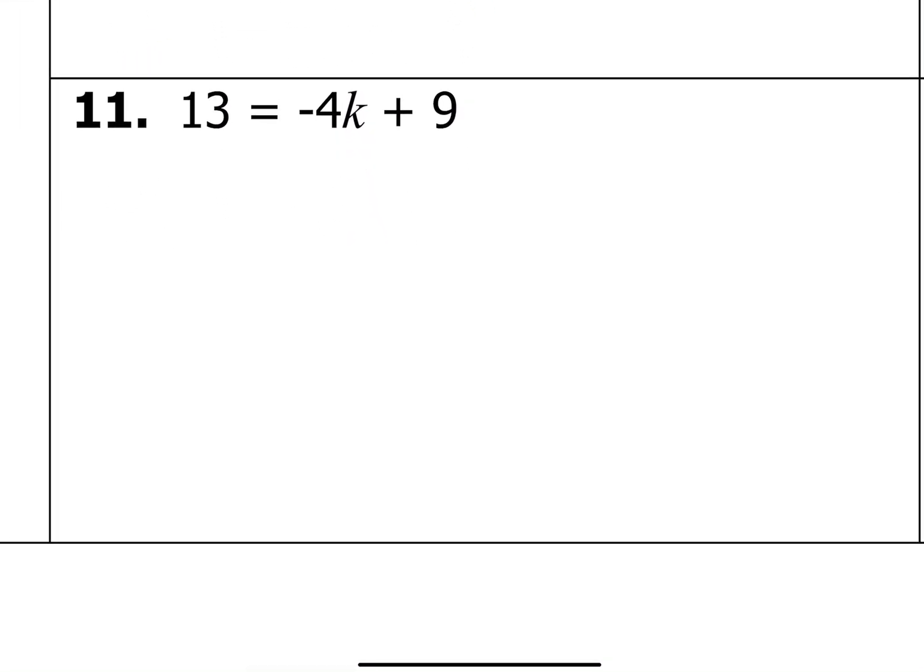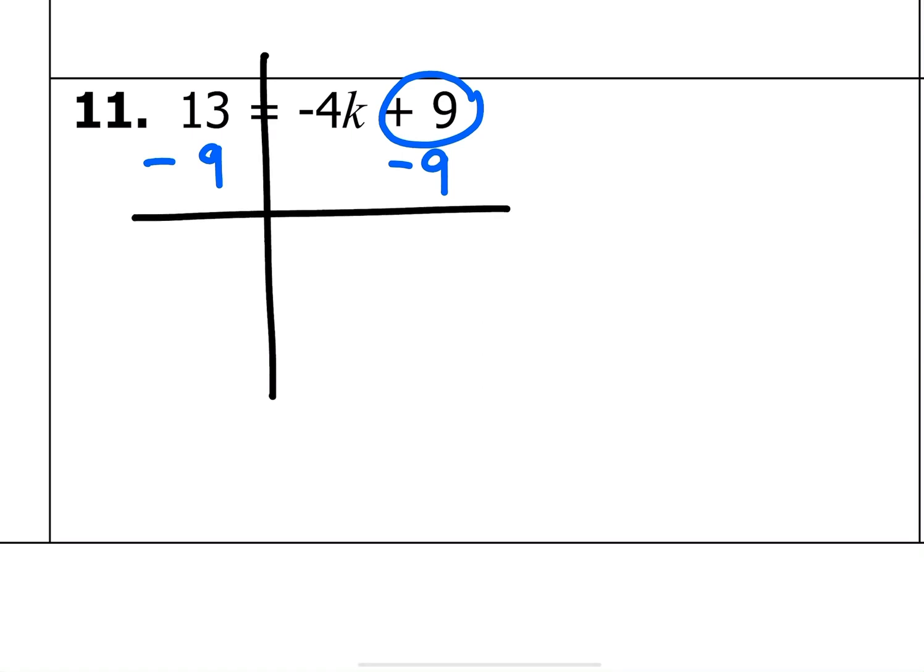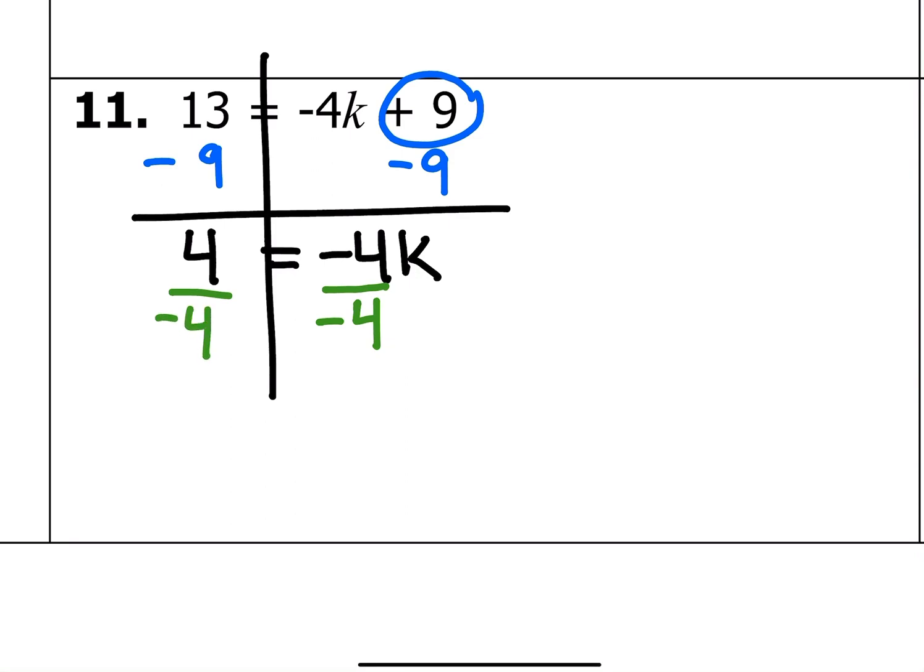Number 13. We want to look at the side that has the variable, right? So on the side that has the variable, I'm going to get rid of the constant first. It's a positive 9, so I'm going to subtract 9. I have to do that from each side of our equation. And I get 4 equals negative 4k. I need to make this coefficient become 1, so I'm going to divide by negative 4 on each side. Remember, the number that has to become 1, the coefficient, we're going to divide by itself. So I get negative 1 equals k.